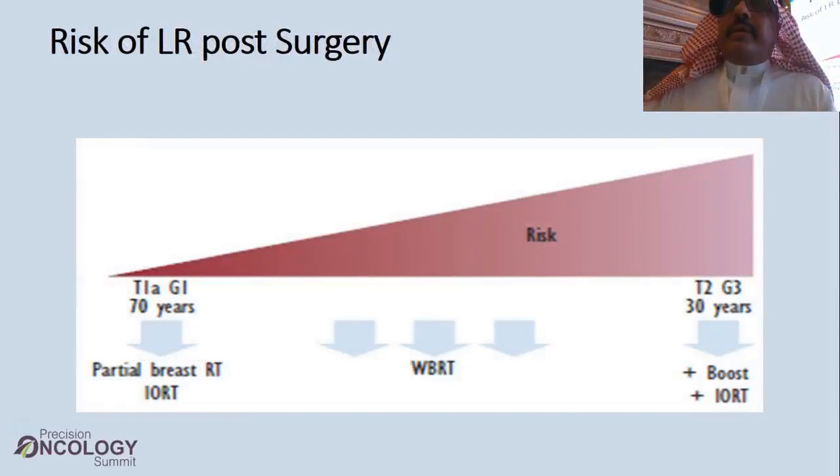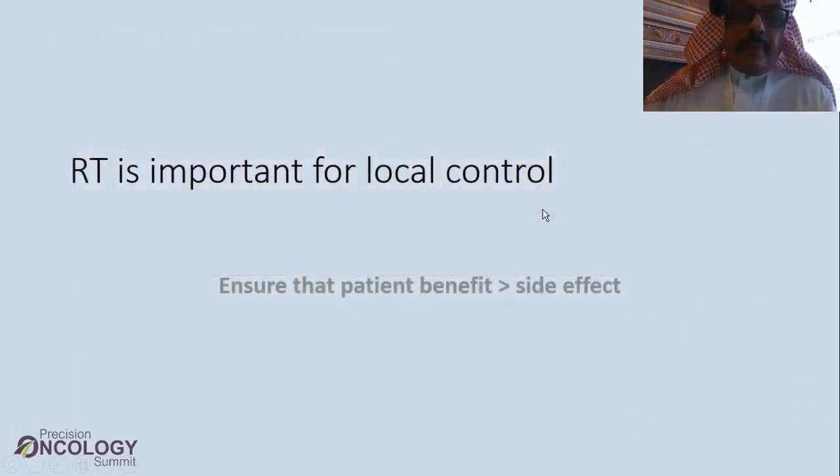But when you look at the local recurrence after the surgery, it's not the same. You have a very favorable group of patients where the local recurrence is quite small, where partial breast irradiation could be more than enough for this patient. And you have on the other extreme a high-risk patient for local recurrence, where even whole breast irradiation is not enough. You need to give a boost to improve the local control. So it's not all the same group. This is why you have to be sure when you give the radiation therapy, the patient benefit is more than the side effects or the expenses.